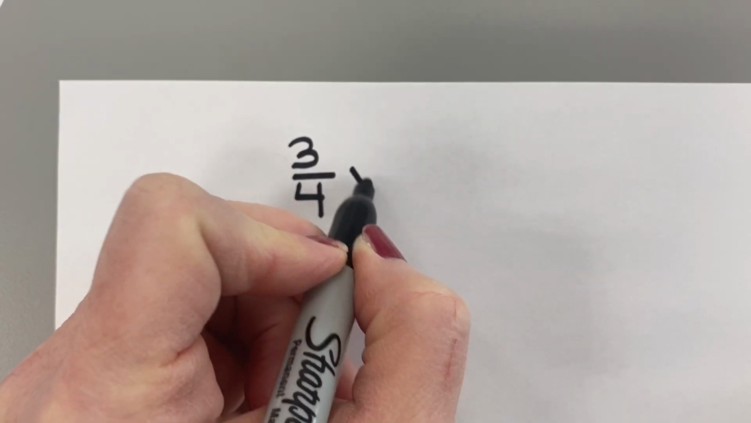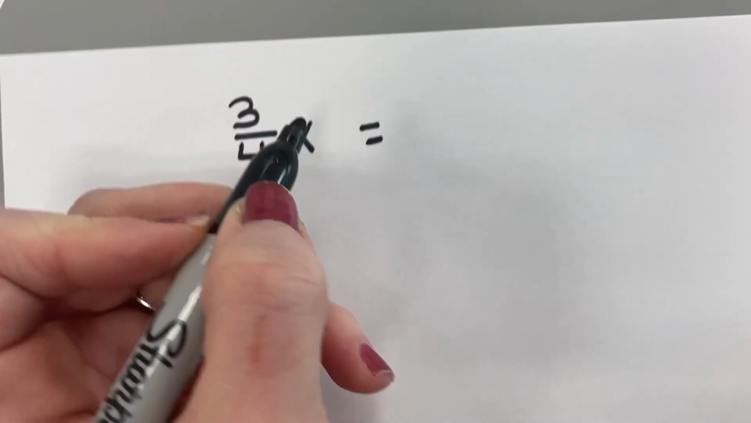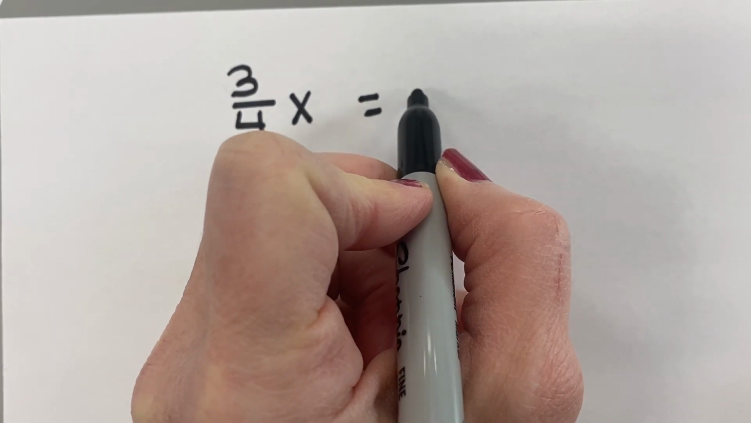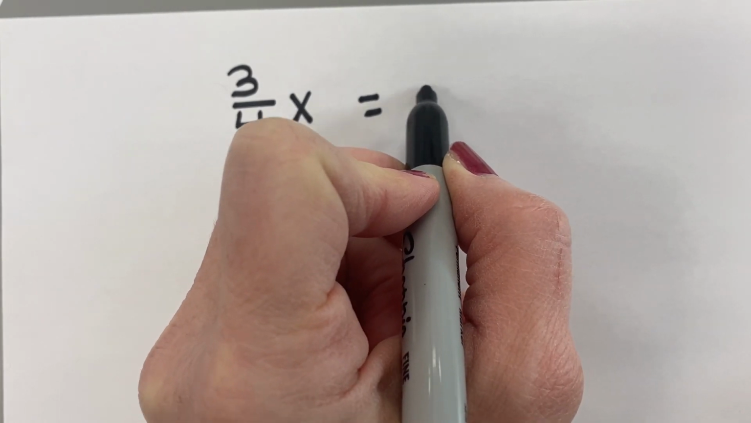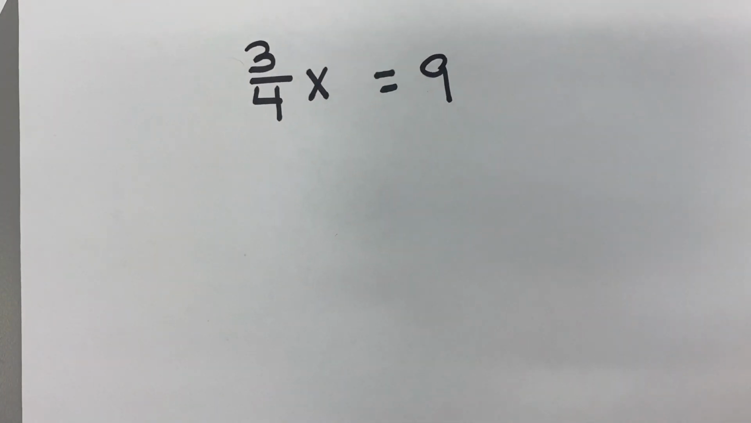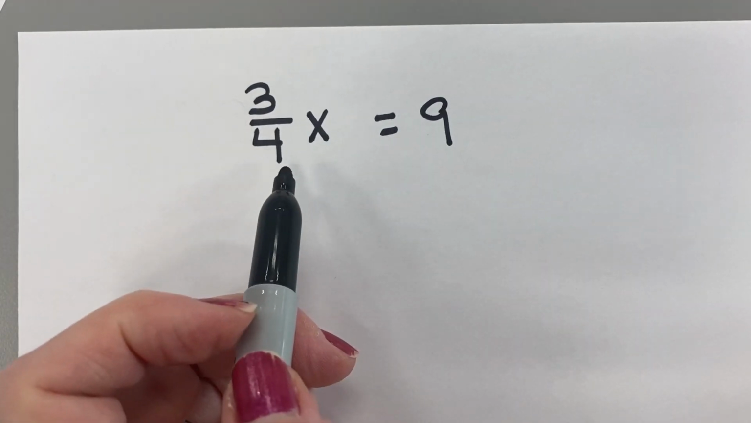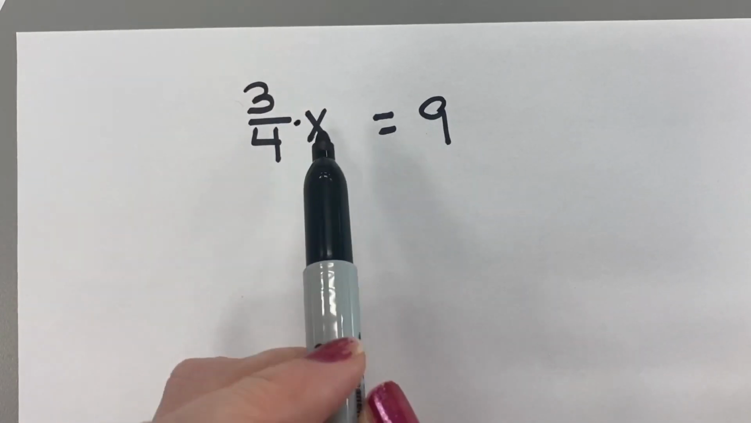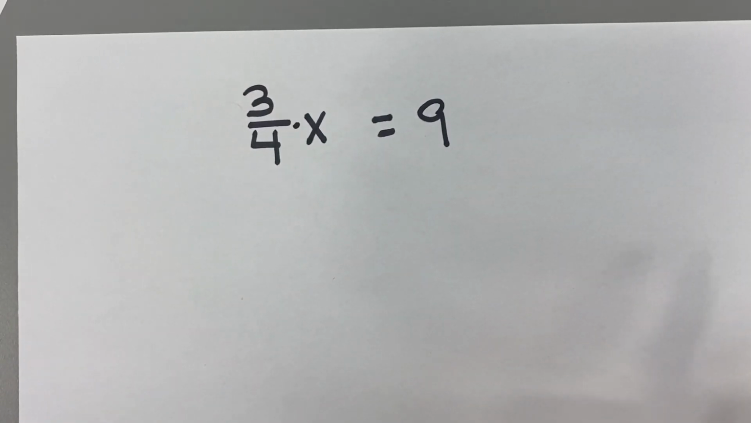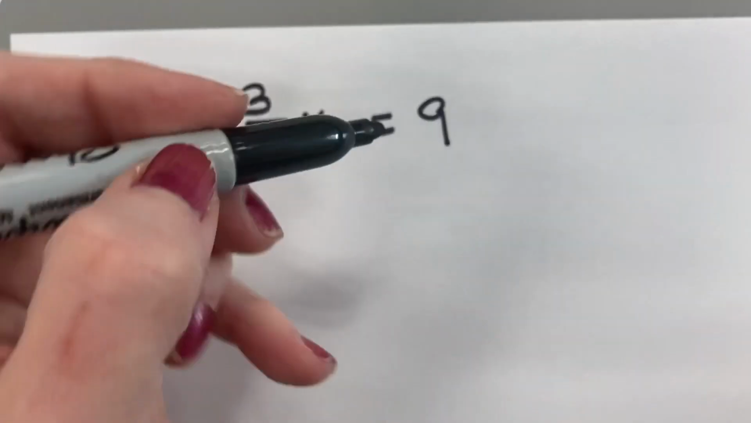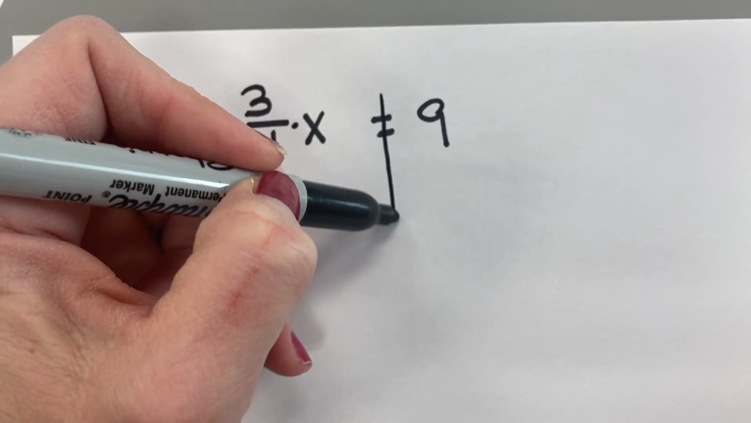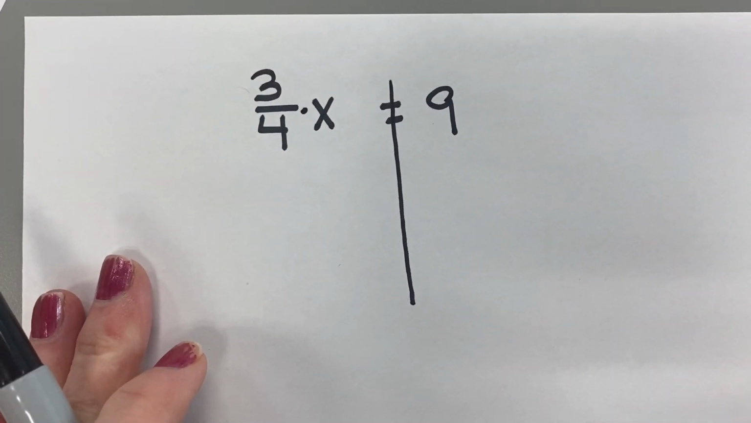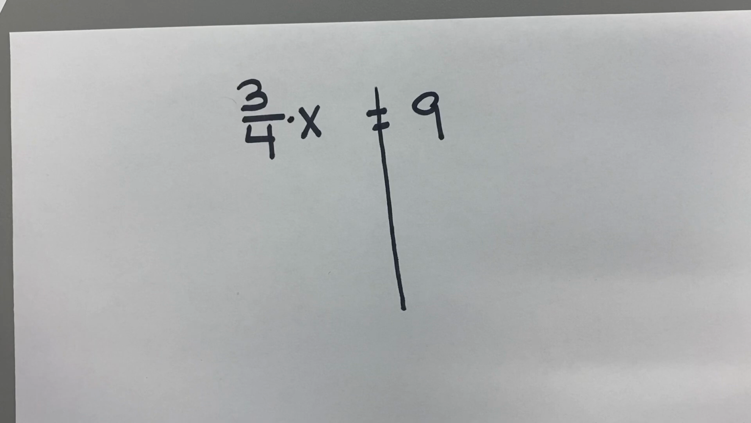3/4 x equals, let's do 9, okay? That one might be a little bit harder to guess and check because you're thinking 3/4 times what makes 9? Makes it a little bit harder. So let's appeal to the algebra. Let's draw our line.